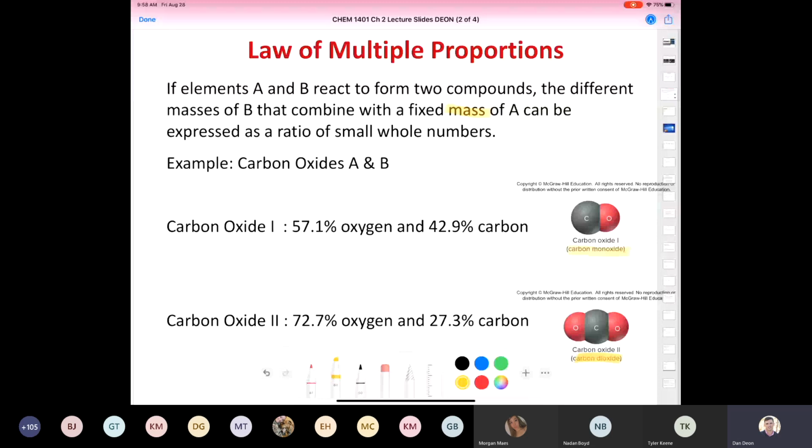If we look at the second carbon oxide, it's 72.7% oxygen, and the remainder of the percentage is carbon. So again, what the law of multiple proportions is saying is that we should be able to express those masses as small whole numbers. So numbers like 1, 2, 3, 4, and so on. All right, so let's see, can we do that? We can totally do that, and that is demonstrated here on this slide.